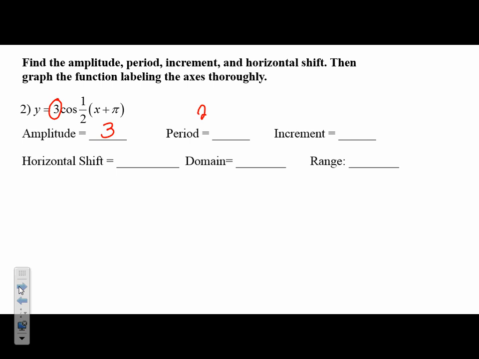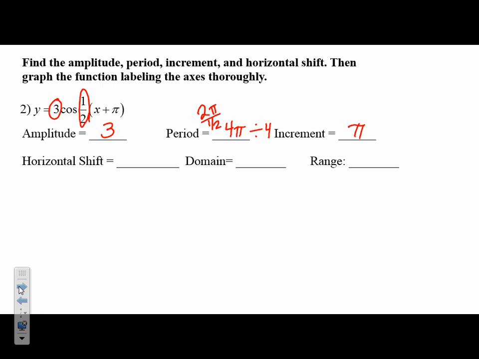Period: 2 pi divided by 1/2. 1/2 is the value that would be in front of that x. 2 divided by 1/2 is actually 4. It's the same thing as multiplying by the reciprocal. So 2 divided by 1/2 is the same thing as 2 times 2. That's 4 pi then. And the increment, if I divide that value by 4, we get pi. So we are numbering by pi's.